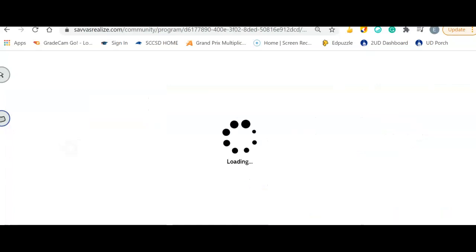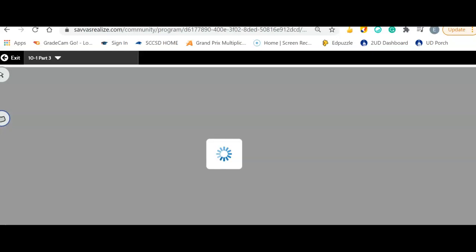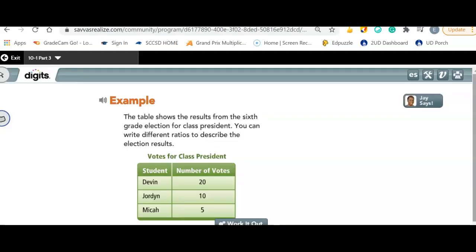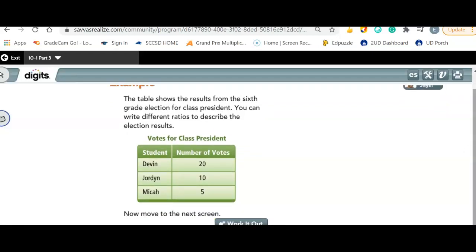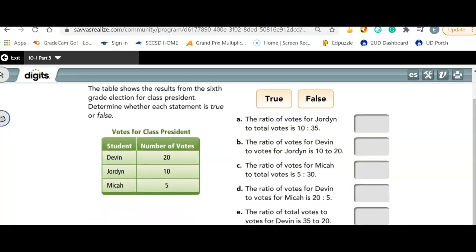Part 3. The table shows the results of the 6th grade election for class president. You can write different ratios to describe their election results. There's a lot of them that you can write here. The results are Devin has 20 votes, Jordan had 10 votes, and Micah had 5. You have these different scenarios for ratios. They are on your guided notes. The table is in your guided notes. You really don't look at the screen if you don't want to.